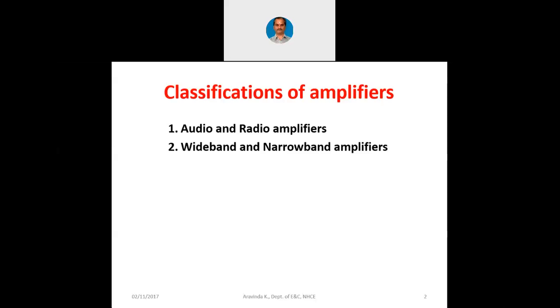For example, if a station is at 92.1 megahertz, then it will work only between 92 to 92.2 megahertz. That is only 200 kilohertz in between, and the center frequency is 92.1 megahertz. In such a case, it is a narrowband amplifier. So it depends on the application whether the amplifier has to be wideband or narrowband.